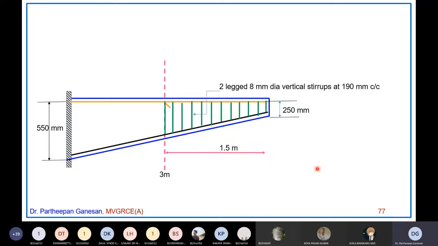Next, the fifth question we discussed was the T-beam design from the second unit. In continuation, how to do the shear reinforcement design, that also we saw. The sixth question was, if there is a curtailment of tension reinforcement and you have to design the shear reinforcement at the curtailment section, then how to do it. All these 6 problems we have seen.